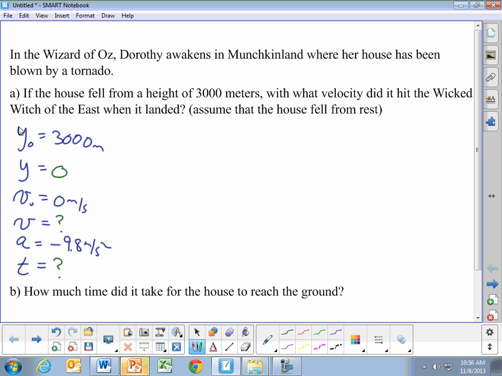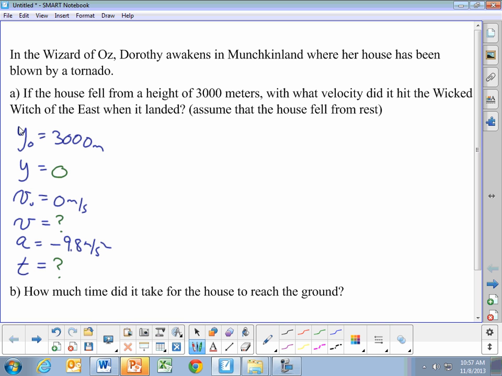So to find the velocity of the house, there's a few different ways we could do this. One would be to answer part B first, to find the time that it takes to reach the ground, and then go back and figure out what velocity it had at that time. But we can also do the problem in the order that's presented. We can find the velocity first.